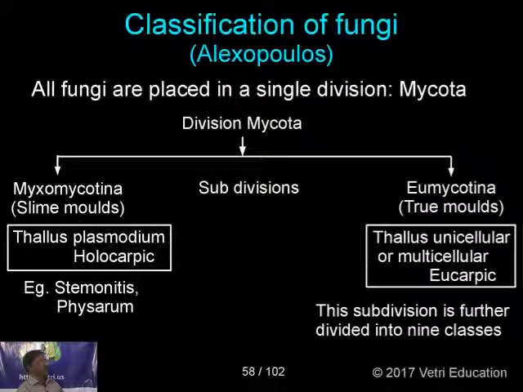The division Mycota is subdivided into two subdivisions: Myxomycotina and Eumycotina. Myxomycotina are also called the slime molds. Eumycotina are called the true molds. Regarding characters, in Myxomycotina the thallus is a plasmodium. Plasmodium is nothing but a plant body not having the cell wall. And they are holocarpic. We already know holocarpic: the total fungus forms a single reproductive structure.